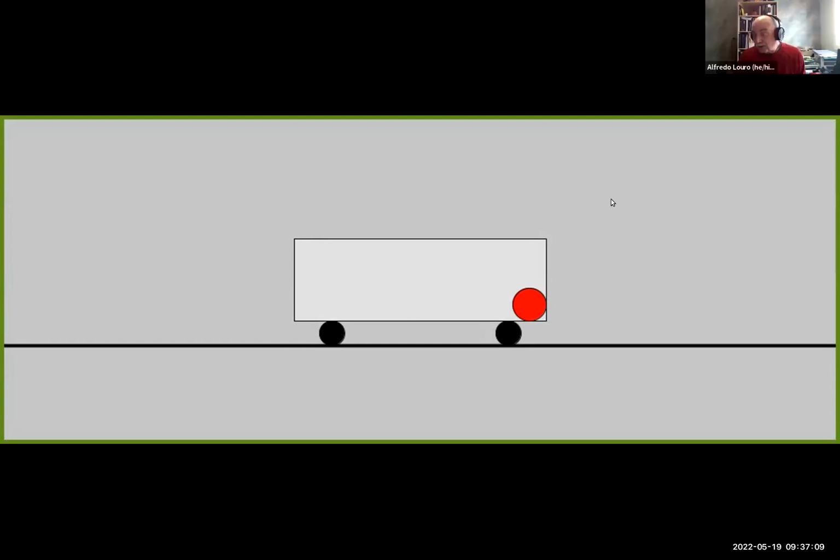Let me show that to you again. This is for no reason at all. This is what the ball does.